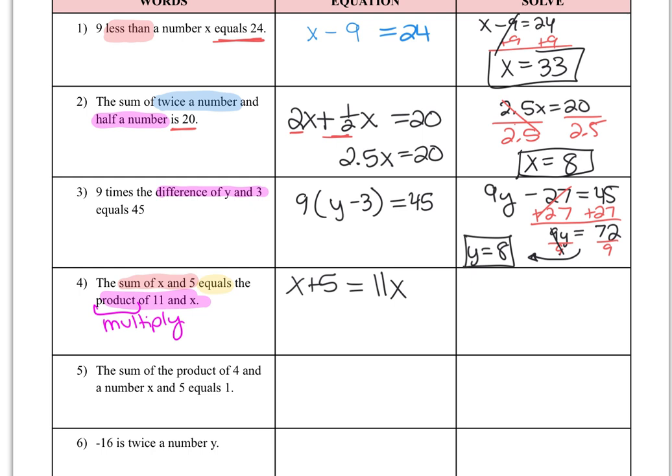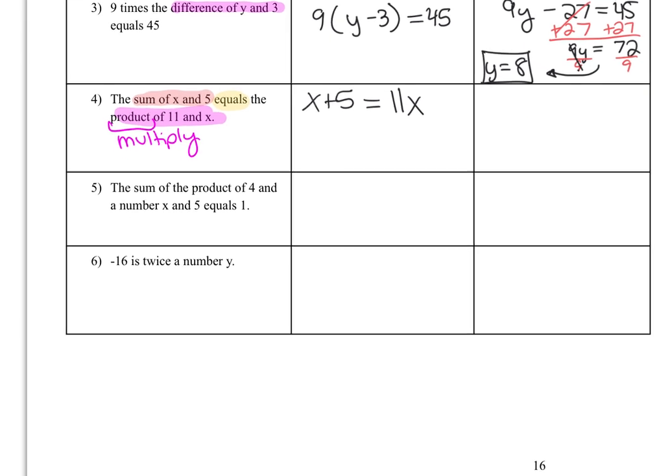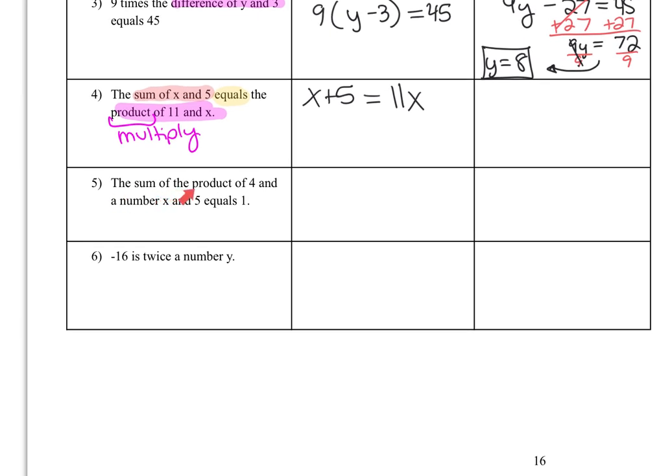So now, we haven't gotten to this guy just yet. So I'm going to hold off on solving him, and I'll come back to him. Let's check out this one. The sum of the product of 4 and a number x and 5 equals 1. Woo! Okay, well, I have equals 1. So at least now I know it's not in the middle. It's going to equal 1.